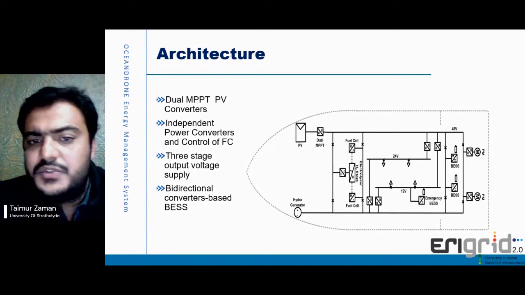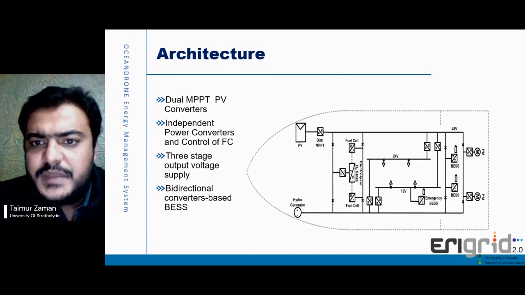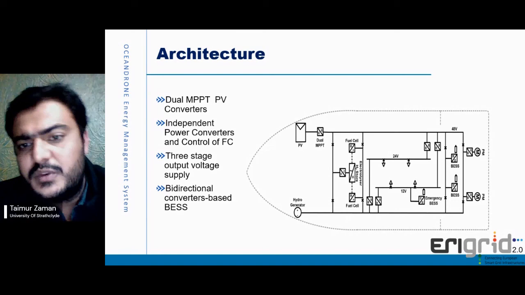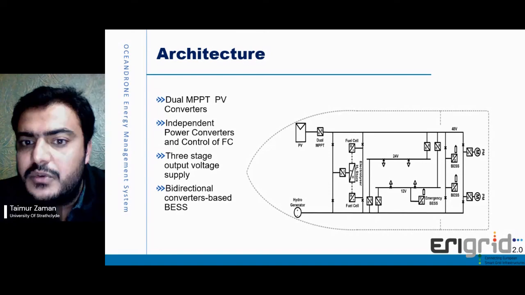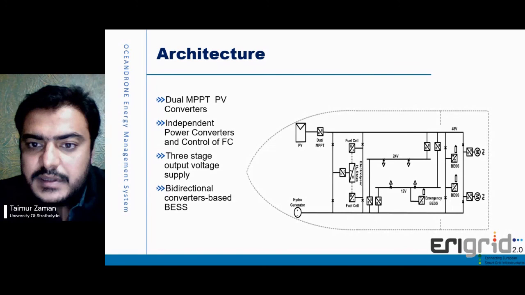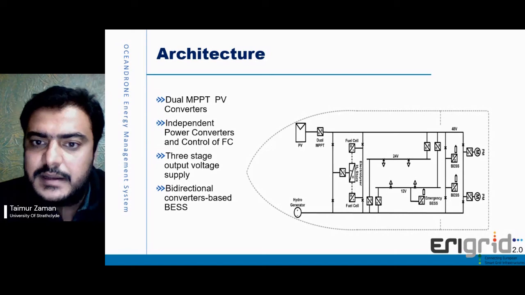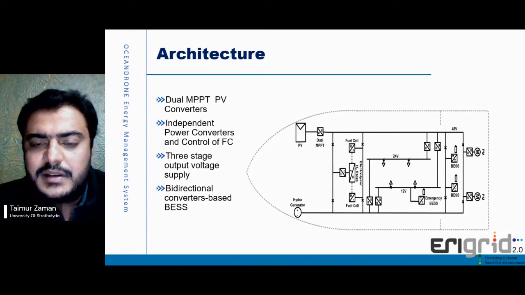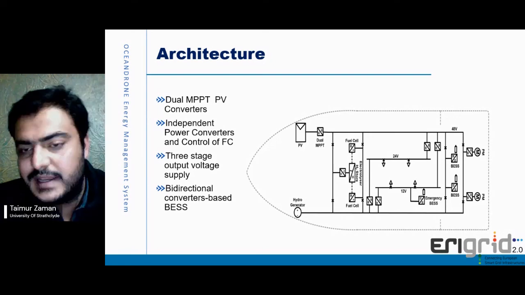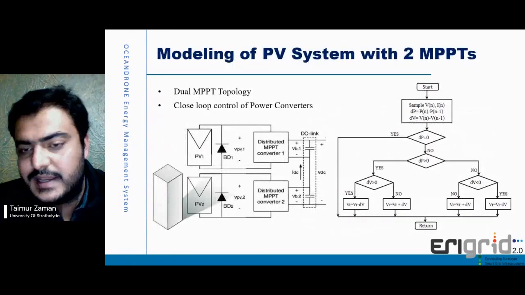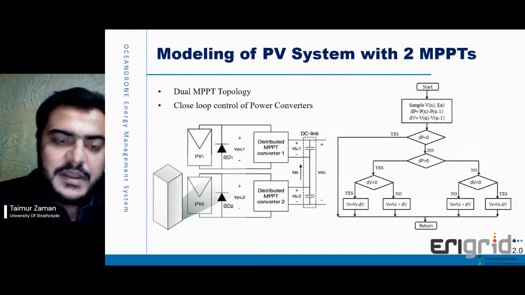Further, since such vessels have very sensitive components and apparatus on board, we included a 3-stage output voltage supply, and on the back end the whole system had independent power converters with industrial controller based control. An interesting thing is that bidirectional converters were also part of this, and the battery energy storage system was connected to stabilize the DC bus and keep the system out of transients. Going to the next slide, we have the dual MPPT topology, which was connected in the manner on the left side.